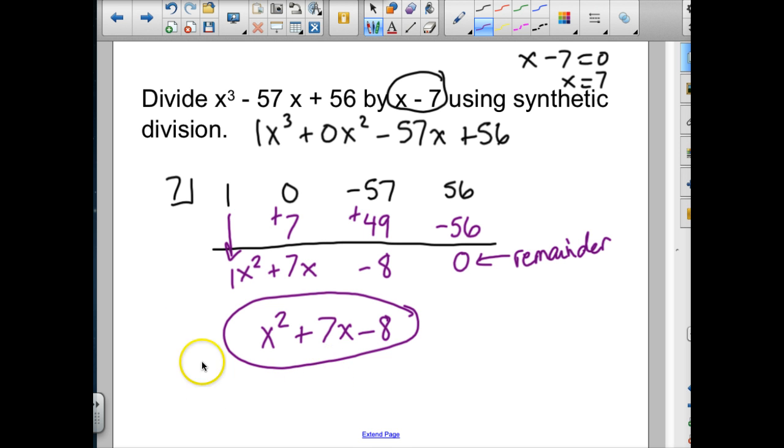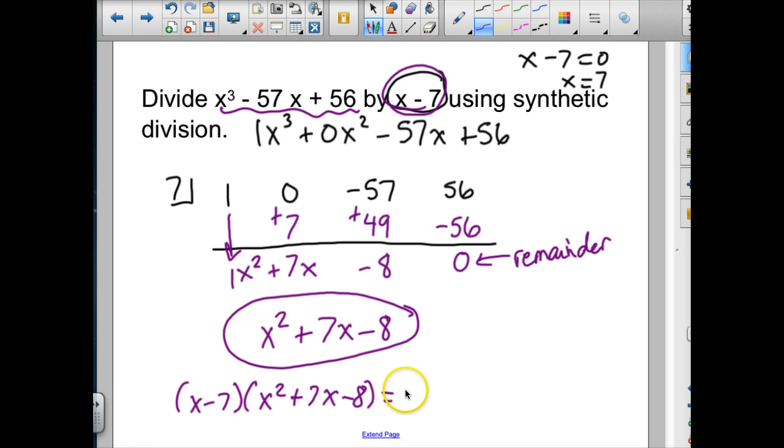When we're dividing, we're finding out this times what would equal this. That's what dividing means. So x minus 7 times this equals x cubed minus 57x plus 56. So this would be really hard to factor. But if I give you one of the factors, you can use synthetic division to find the other factor.